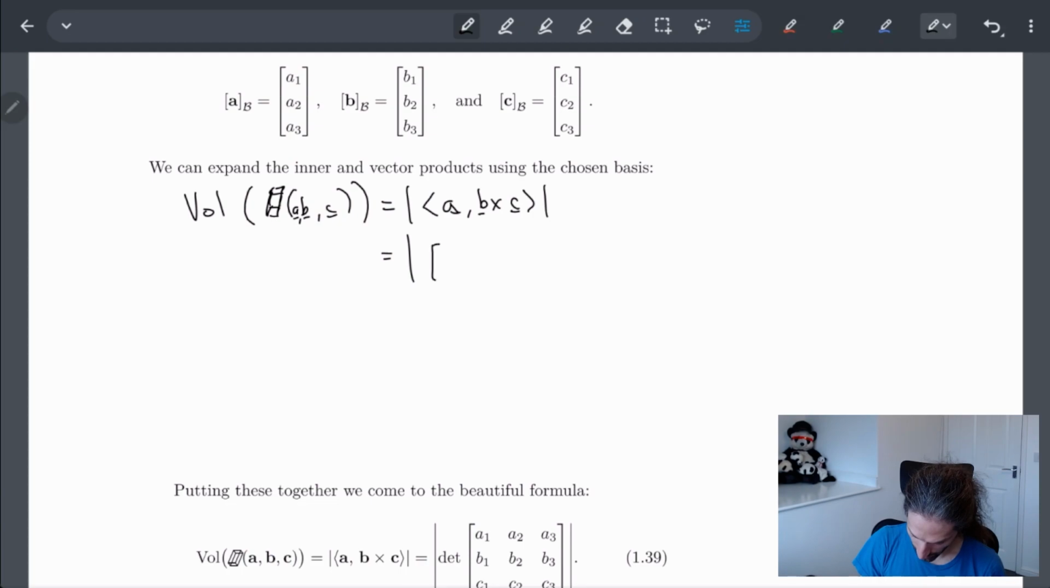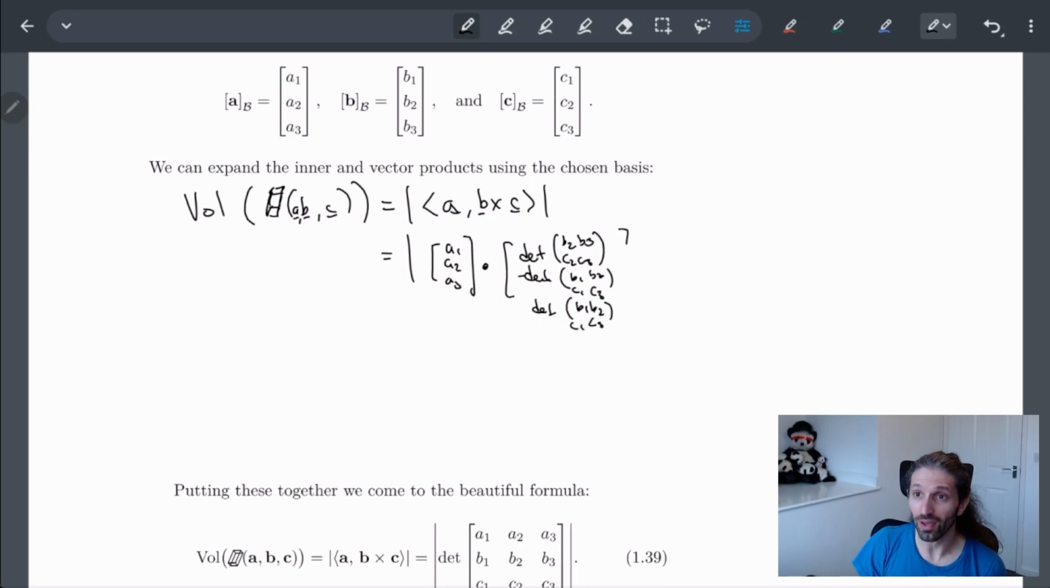So this is (A1, A2, A3) dot product with the determinant of (B2, B3, C2, C3), minus the determinant of (B1, B3, C1, C3). I have a little cheat sheet. I'm sure you all know this by now. We have this determinant. And where is this kind of coming from? We're just doing the dot product, right?